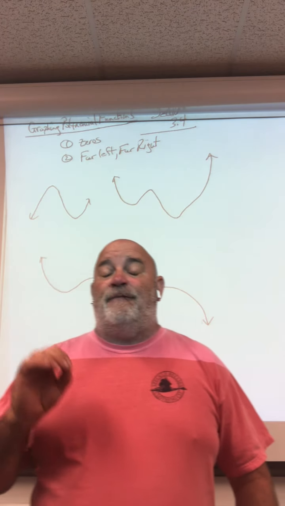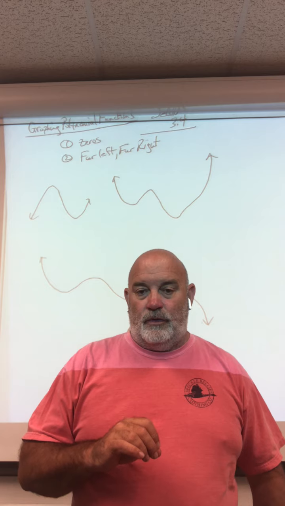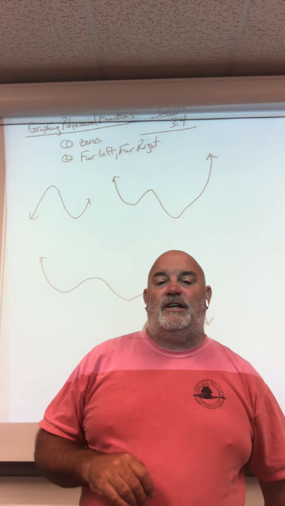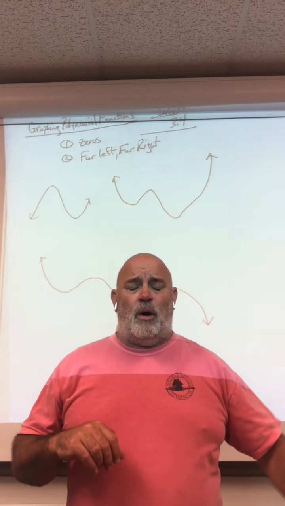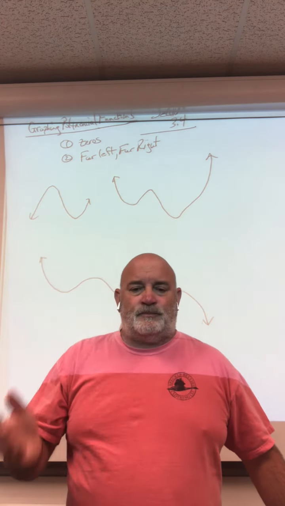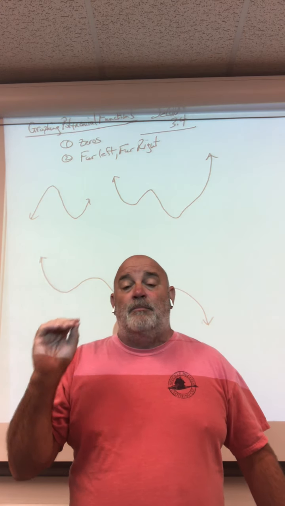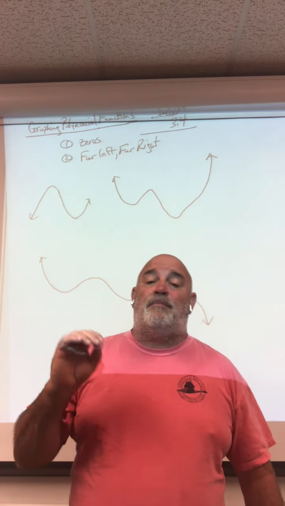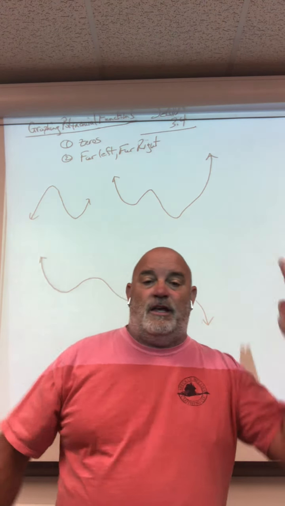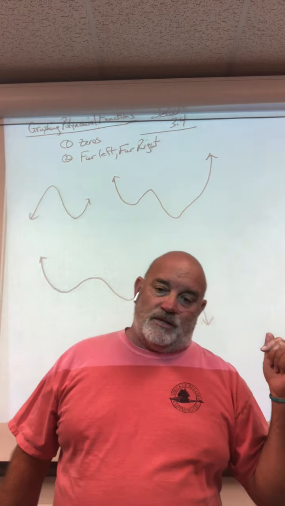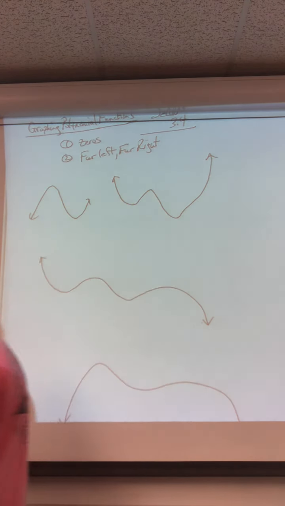Now, if it's an odd degree polynomial and the leading coefficient is positive, the left arm will be down and the right arm will be up. But if it's an odd degree polynomial with a negative leading coefficient, it swaps it around. The left arm is up and then the right arm is down. Let me show you what I mean.